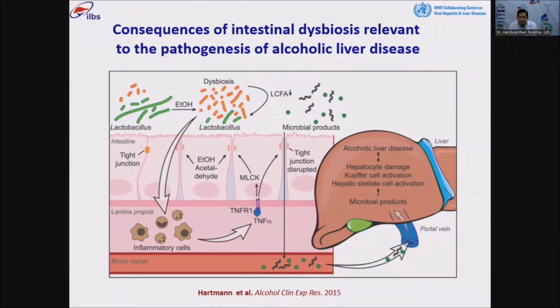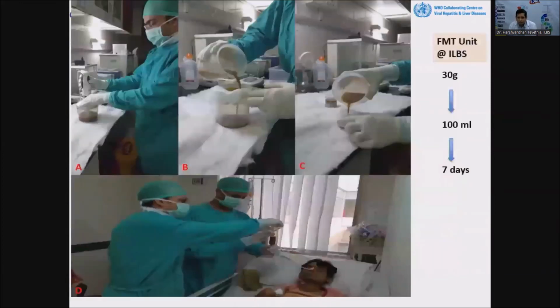Also, when you look at the gut, there is a decrease in the barrier which is there in the gut, thereby the permeability of the gut is increased. There is more exchange of bacilli. These bacilli then in turn cause an increase in inflammation and thereby increase the inflammatory markers. Hence, the gut has become an important aspect of treatment of alcoholic liver disease.